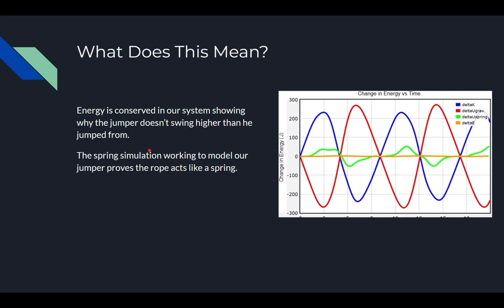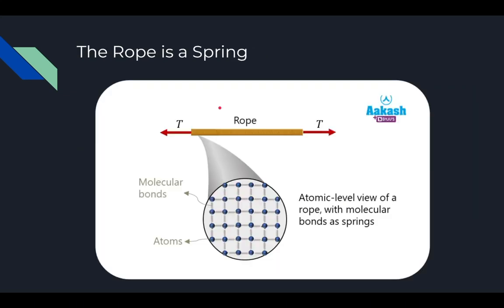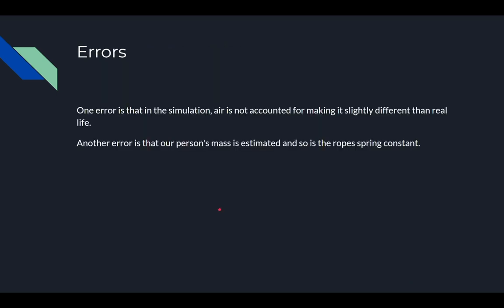And the spring simulation works as our model, which means the rope is in fact acting like a spring because it's able to accurately show what happened in the real video. And here are the atoms, which show why the rope is a spring: all of our atoms are connected by these spring-like bonds between them, which causes the rope to stretch, even though it's just a tiny bit, with our massive spring constant.